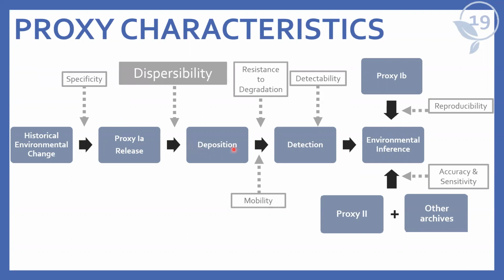The next thing that's relevant to proxies is something called dispersibility. So how is your proxy dispersed through the environment? Is it aeolian transported? Is it released into the wind and kind of blanket deposited over a wide area? Or is it a more narrow deposition, like large macro scale pieces of charcoal that go into your lake and sit there and maybe span multiple intervals? So this is something to consider when choosing your proxy.